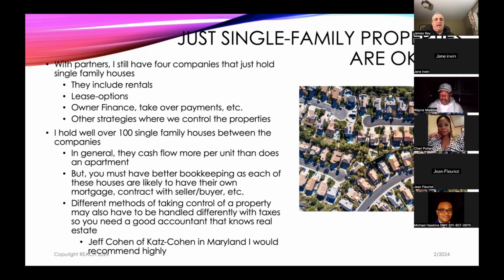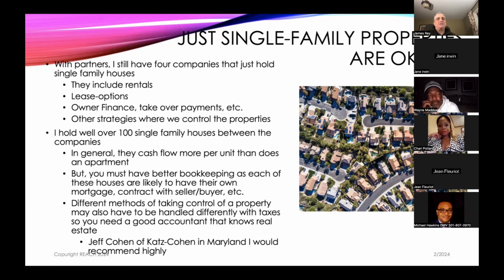The challenge with having single family houses versus multi-unit is, even though they cash flow better, you've got like 10 different statements, if you will, in terms of how everything operates, versus if you have a 10 unit, you've got one statement, one set of expenses, one roof. It's a little bit easier from a financial standpoint to manage. Your accountant will thank you for that.